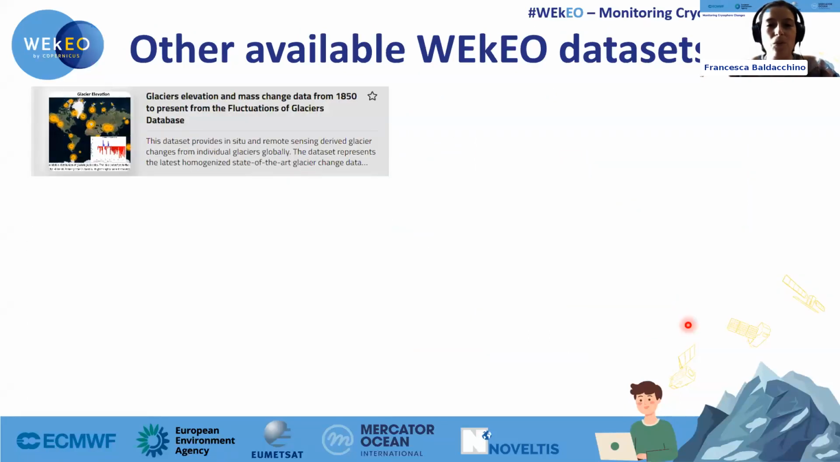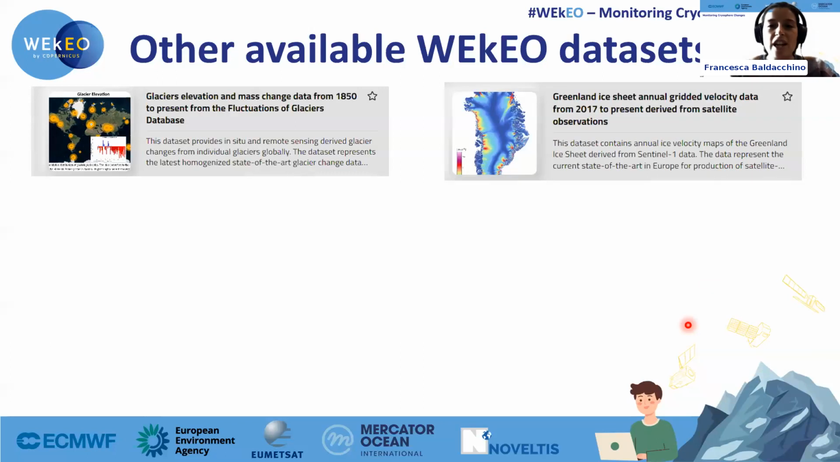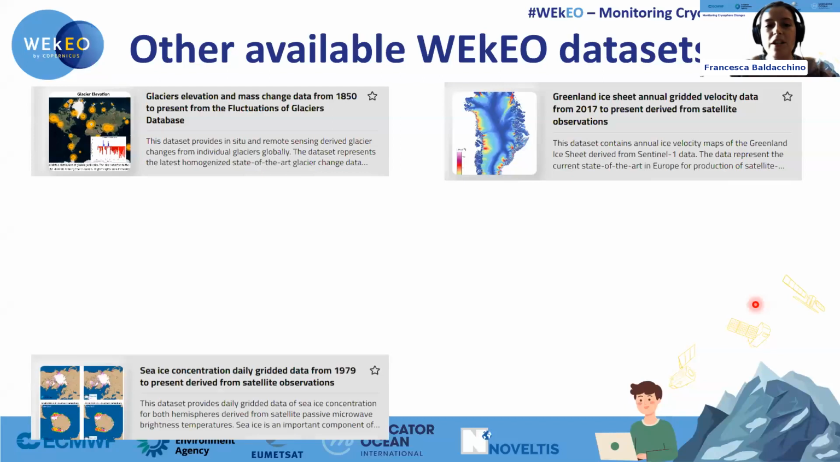As mentioned before, there's a wide range of other available WEkEO datasets. So Tobias already talked about the glacier elevation change. There's also a Greenland velocity map, which is fantastic. So you can download this velocity data for the whole of the Greenland ice sheet without having to process or calculate the velocities for yourself. There's nothing yet available for the Antarctic ice sheet, but I hope something appears soon.